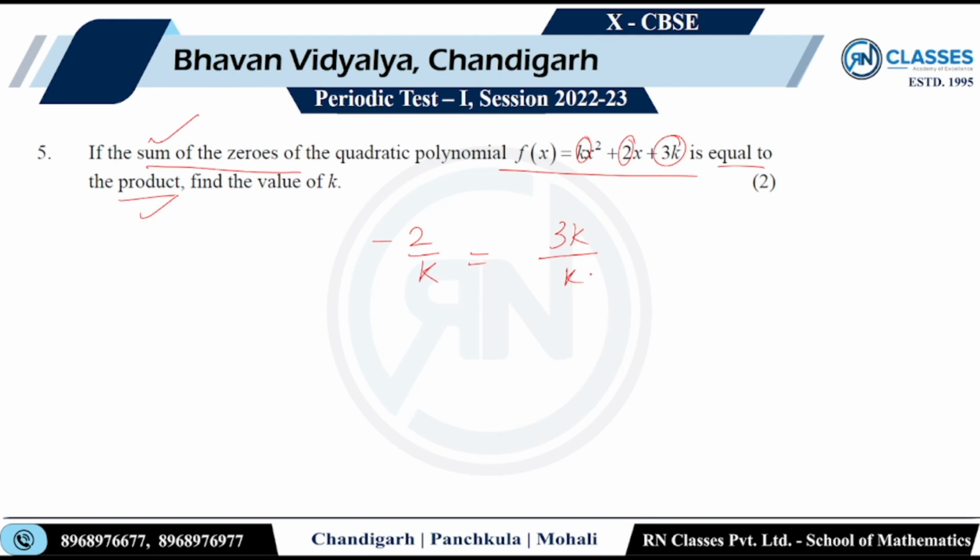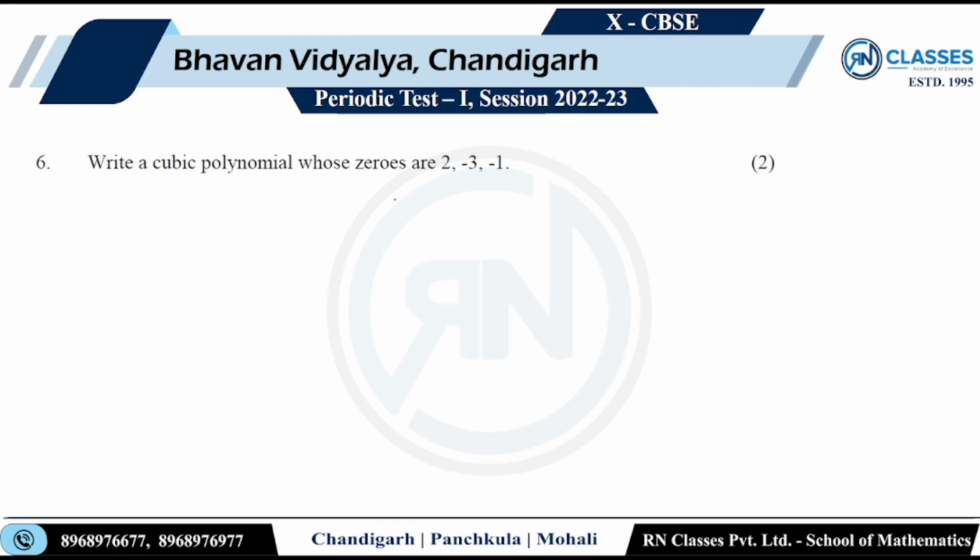Right? Obviously, k is a non-zero quantity because it is a quadratic polynomial, so the coefficient cannot be 0. So I can cut this. So minus 2 by 3 is equal to k. All right, moving on. Now he says write a cubic polynomial whose zeros are this.